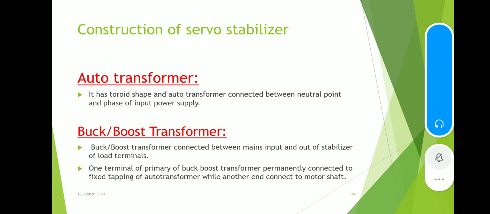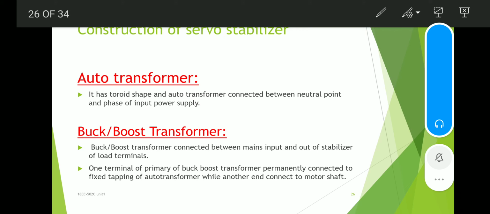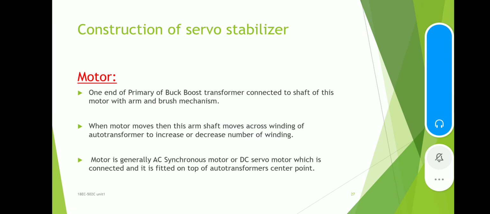One terminal of the primary of the buck boost transformer is permanently connected to the fixed tapping of the auto transformer, and the other end is connected to the motor shaft, with an arm and brush mechanism. The motor is generally an AC synchronous motor or a DC servo motor, fitted on top of the auto transformer center point.